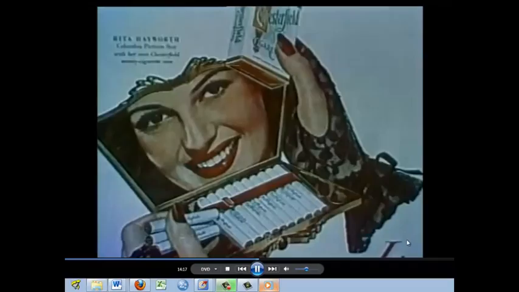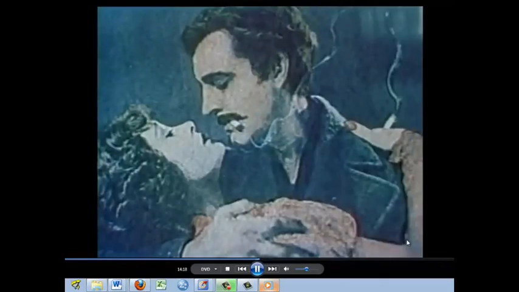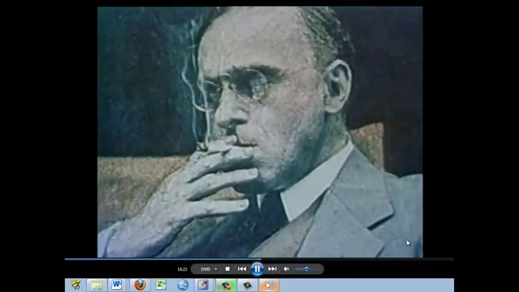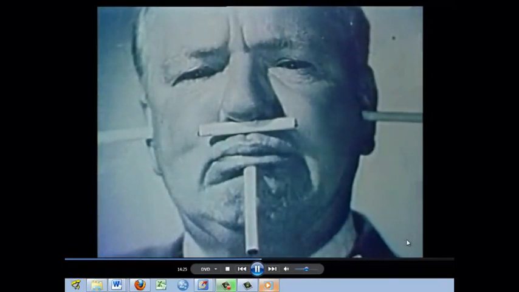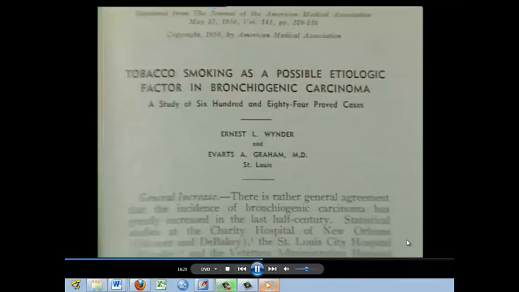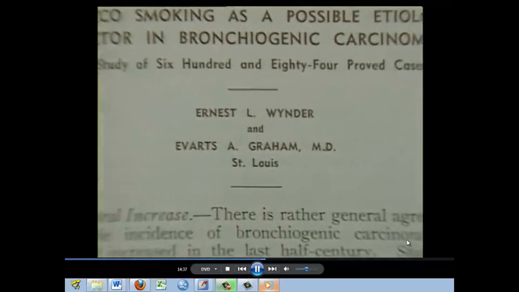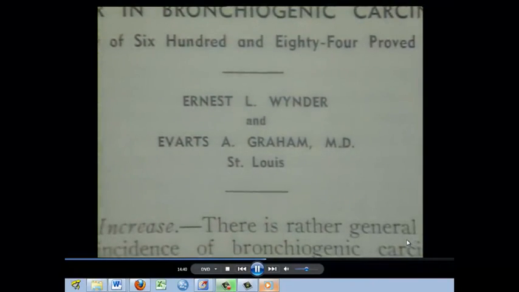During the 30s and 40s, the popularity of cigarette smoking soared as a new image of the smoker took hold. Sophisticated, glamorous, fun-loving, independent. Little thought was given to the risk. But in the early 40s, new studies sounded a louder alarm on the danger of smoking. One of the earliest and most compelling of these studies was conducted by Ernst Winder and his teacher, Everts Graham.